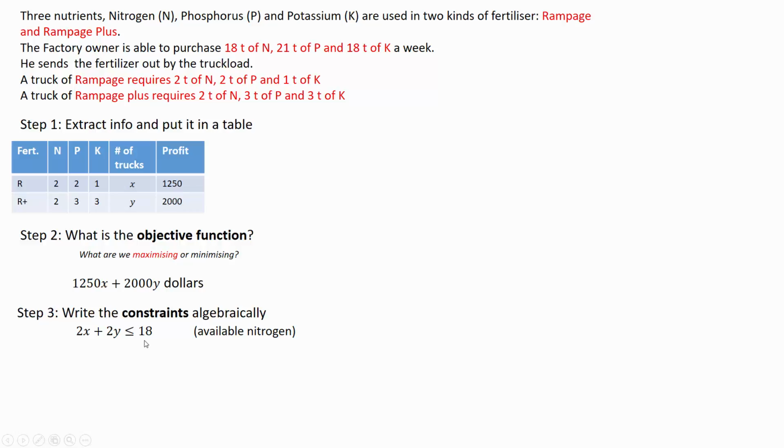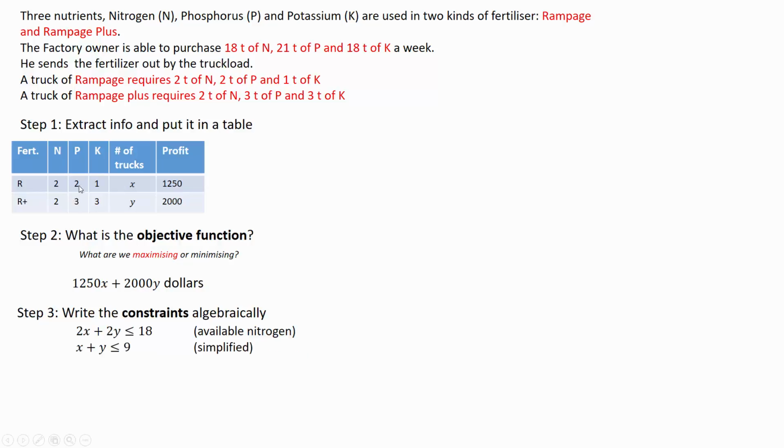Now the keen-eyed among you would see that this inequality here could be simplified. And when you have an inequality or an equation that can be simplified, we should always do that. All 3 of those terms there can be divided by 2, so we end up with X plus Y is less than or equal to 9. So on to the next constraint.